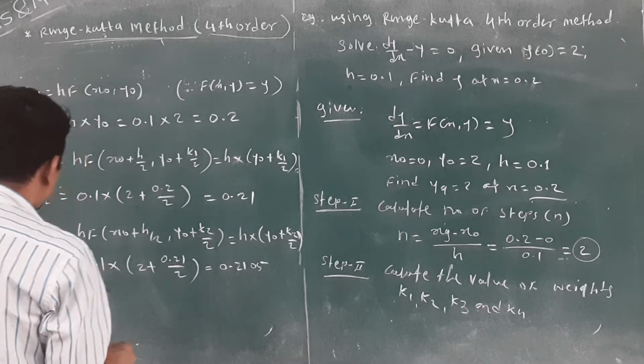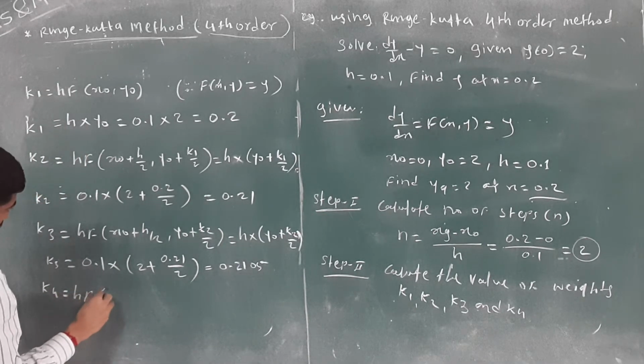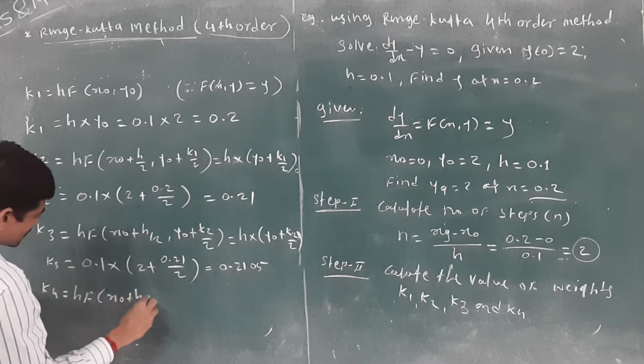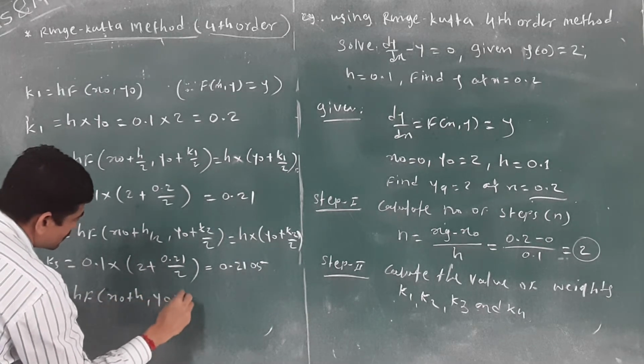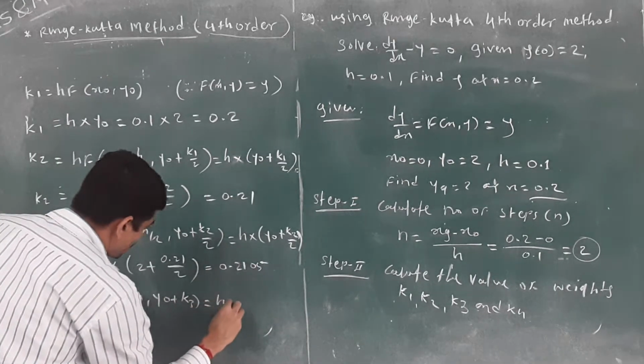K4 you have to calculate. How to calculate the K4? K4 is equal to h f of x0 plus h and y0 plus K3. Then you can simplify this formula.